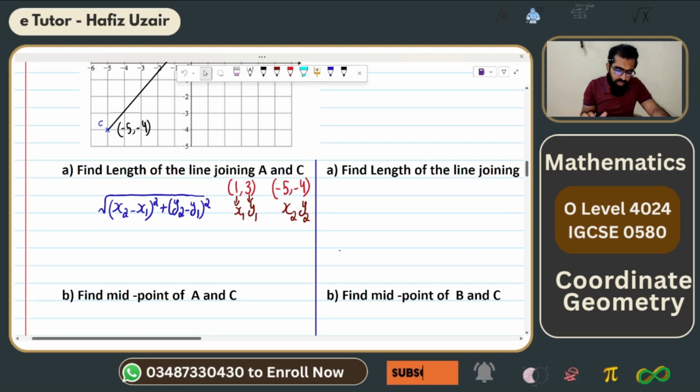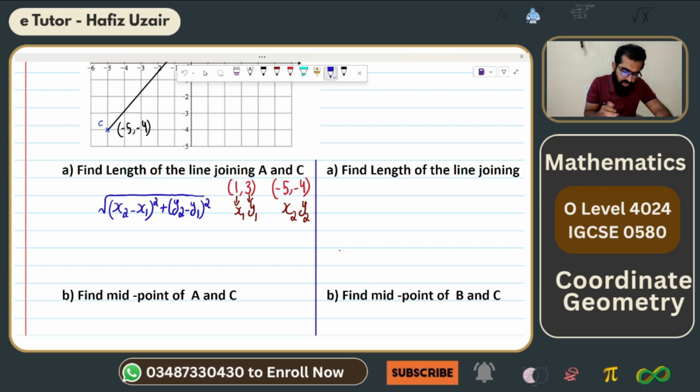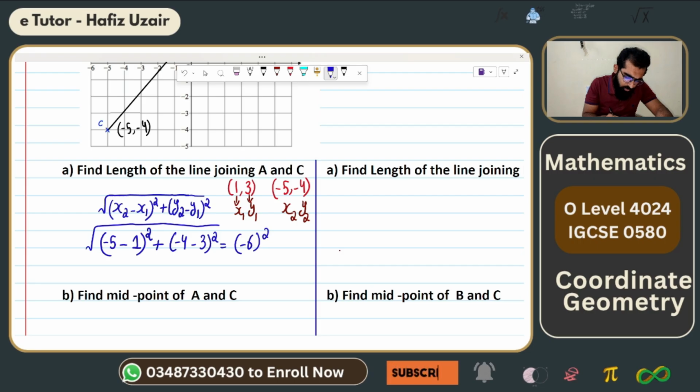So what is the value of x2 over here? The value of x2 is minus 5. So we will write minus 5 minus 1 square. The minus 1 is from the formula and the value of x1 is 1. Plus, what is the value of y2 over here? y2 is minus 4 minus 3 square, and then we will put square root on the top of this. This will produce minus 6 square plus minus 7 square.